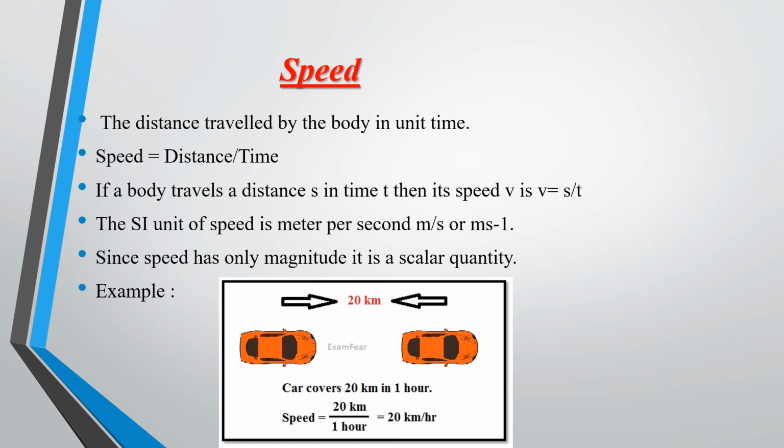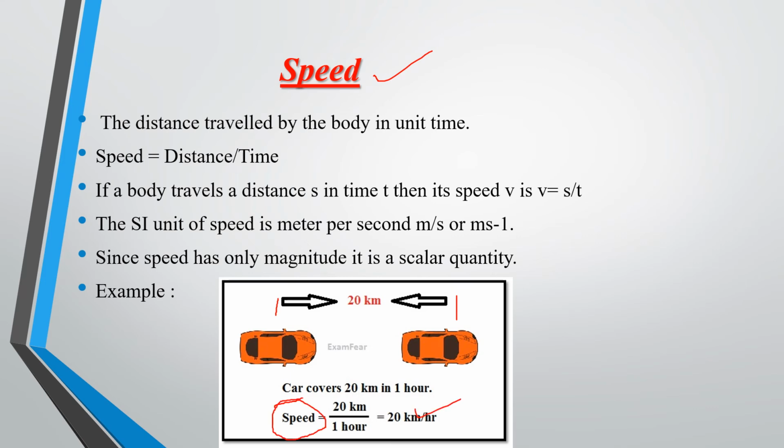Next, we have speed. Speed is nothing but the distance traveled by a body in unit time. That means the body covers equal distances per unit time. See, this body is carrying a speed of 20 km per hour. After this, the distance it is covering is 20 km. So what it means is 20 divided by 1 hour. So the speed we are saying is 20 km per hour, right?